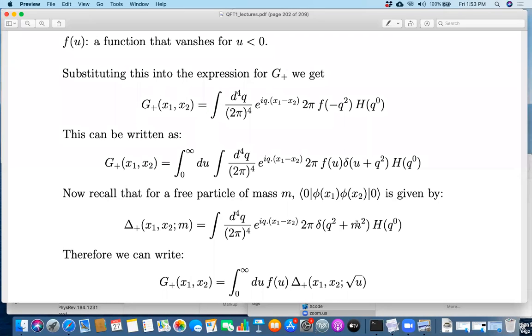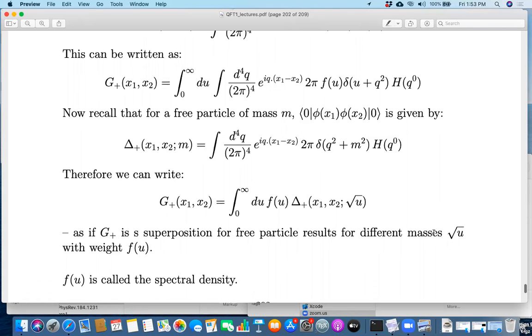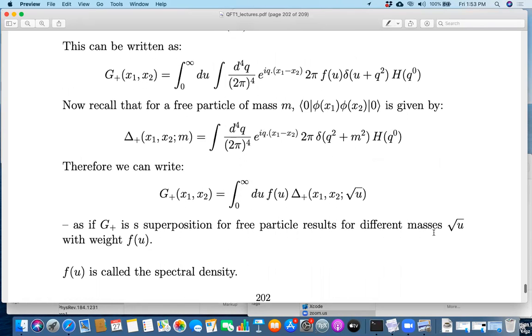So using this, we can write g plus in this neat form, that it's integral 0 to infinity du f u times delta plus of x1 x2 root u. Why root u? Because here you have delta of u plus q square, here you have delta q square plus m square, so this u is to be identified as m square. Here, since the argument was m, I'm calling it delta plus x1 x2 root u. So it's as if g plus that you see here is a superposition of free particle results for different masses root u with weight f of u.